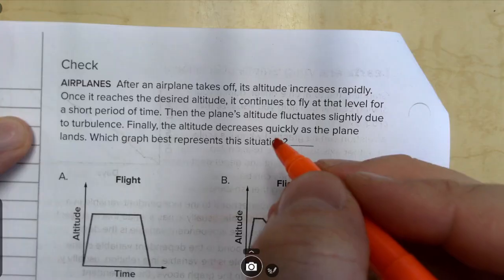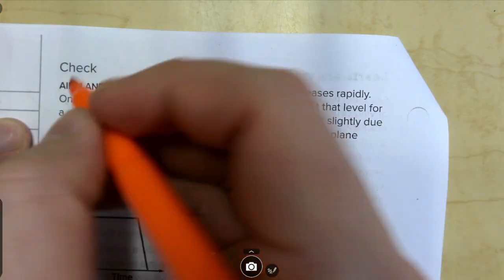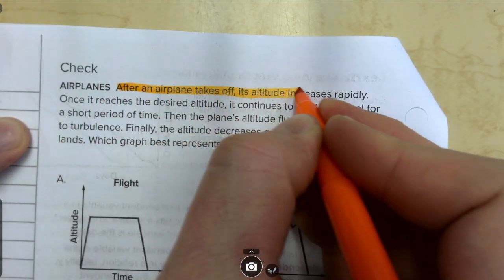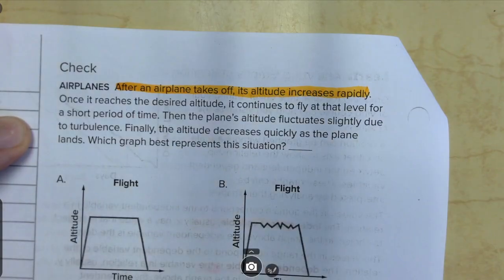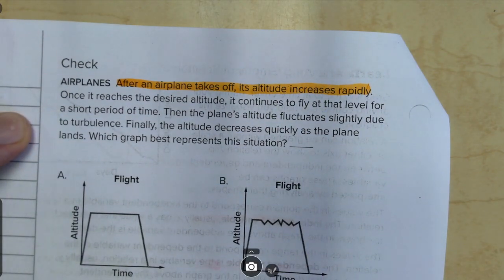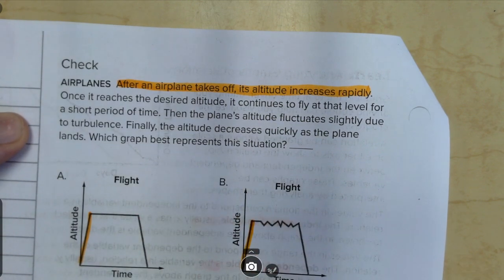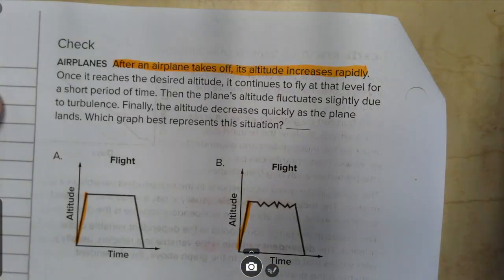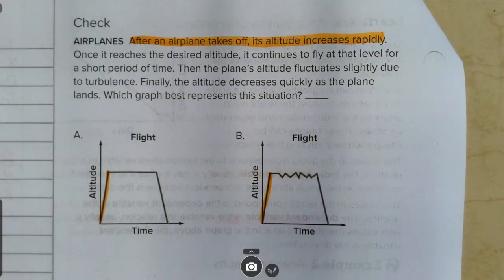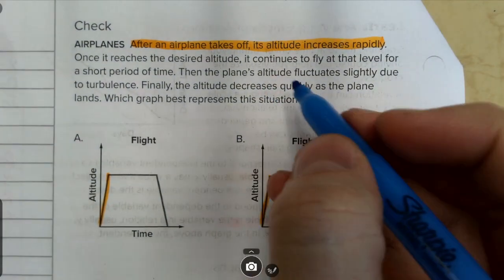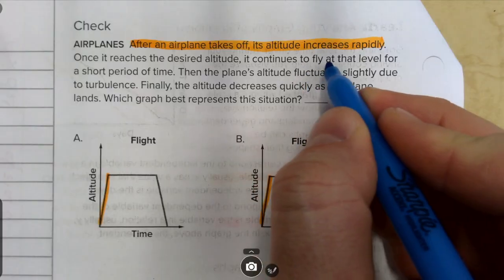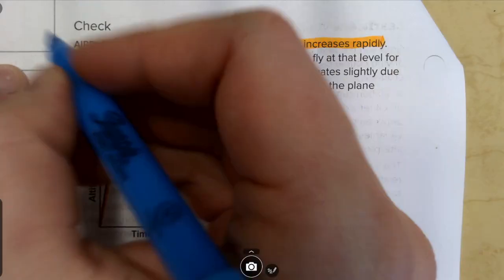So, after an airplane takes off, the altitude increases rapidly. All right, so we're looking for a steep increase. That's a steep increase. That's a steep increase. That's a steep increase. Altitude rapidly picks up. So we've got to see that's not that rapid. That's kind of flat. So C's out for me. Let's add more data. Once it reaches the desired altitude, it flies at that level for a short period of time.